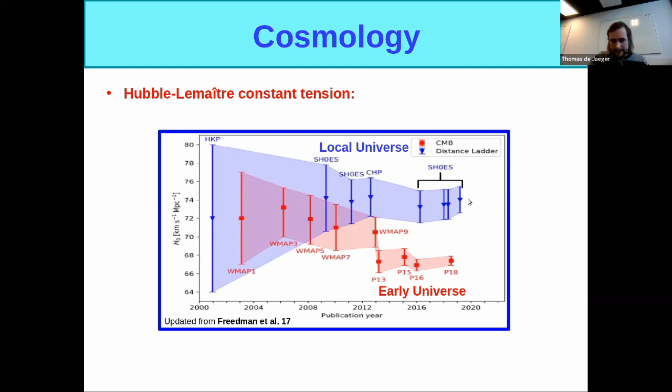So this is not the last value of the SHOES team. But yeah, you have around 5 sigma difference. So this is a big problem. Maybe the solution of this tension is to change our model, the lambda CDM model, because as I remember, the value from Planck, you need to extrapolate from the CMB to the local universe, assuming a cosmological model. So if the values differ, maybe our model is wrong.